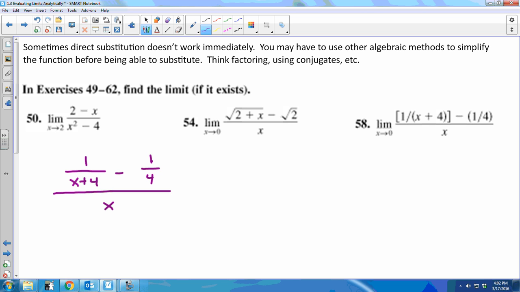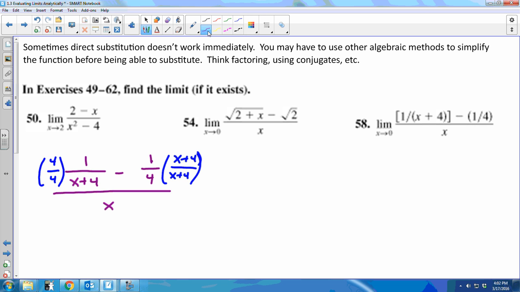I need to simplify the numerator. I need to actually be able to subtract those two fractions. But to subtract fractions, we have to have a common denominator. So that's what I'm going to do first. To get this common denominator, I'm going to multiply by the opposite denominator. So we'll multiply the first fraction by 4 over 4 and the second one by (x plus 4) over (x plus 4). That way I guarantee I get a common denominator.